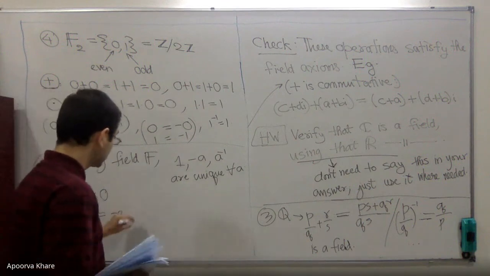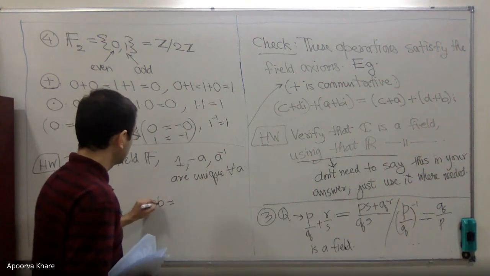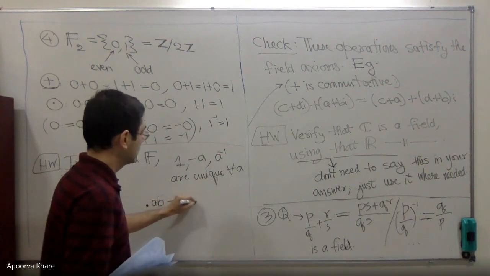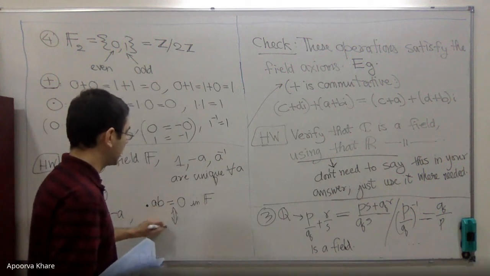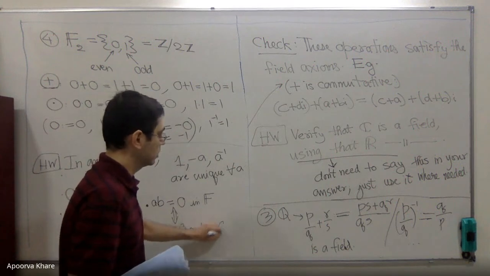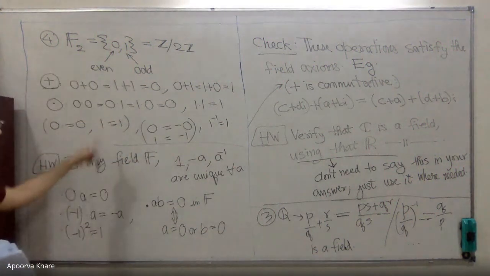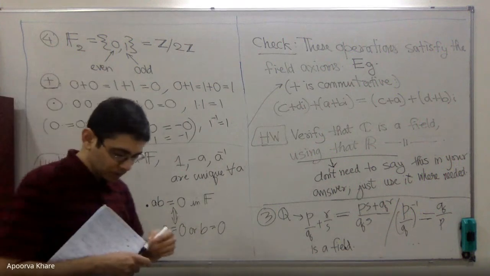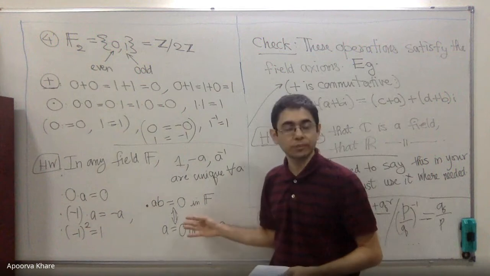Oh, and here is a very useful result. Suppose I know that A times B is 0 in the field. Then this is if and only if either A equals 0 or B equals 0, and the OR is inclusive, so both can be 0. 0 times 0 is 0. But at least one of them has to be 0. If both A and B are non-zero, then A times B cannot be 0.